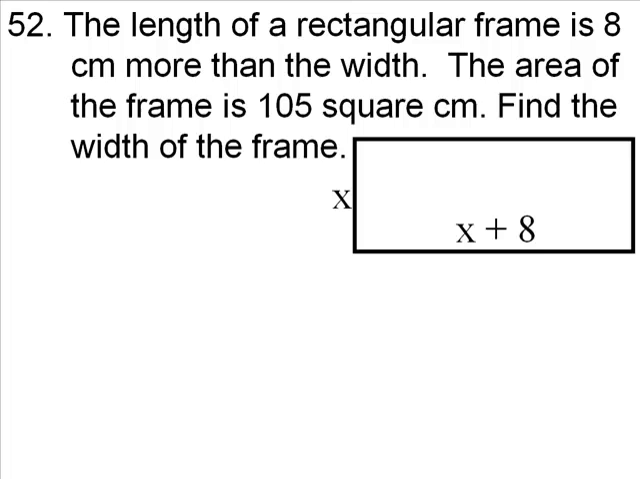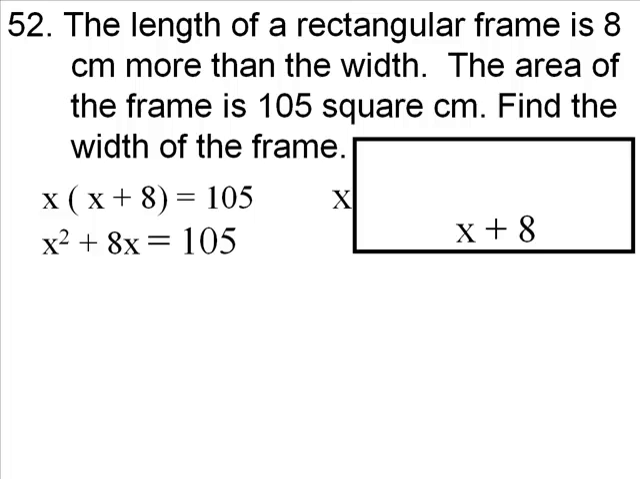Now the area is the length times the width. So the length times the width, or the width times the length, commutative property, doesn't matter which one you put first. But we're going to have x for the width and x plus 8 for the length. And when you multiply those together, you're going to get 105. Now if you distribute the x on the x and the x on the 8, you're going to have x squared plus 8x is 105. Then subtract 105 from both sides, and we'll let it equal 0.